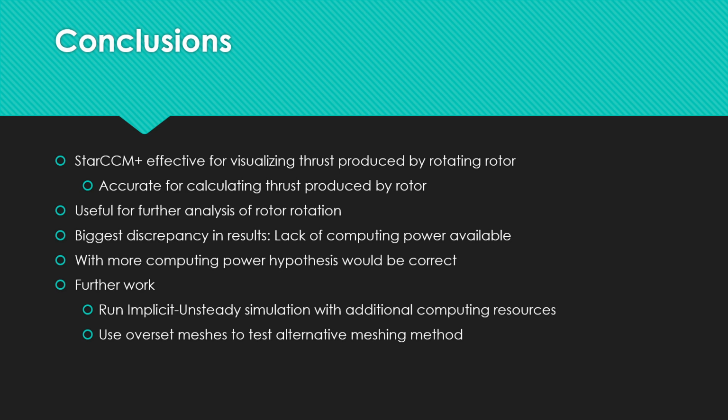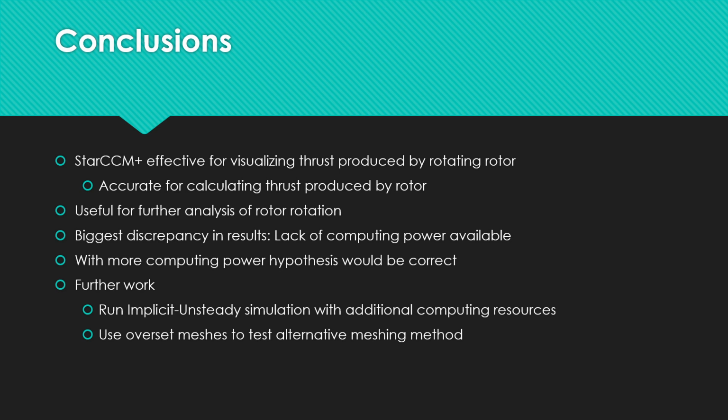With further computational power, such as access to a supercomputer, a higher time step solution would be able to be computed, and error would be further resolved. Due to this aspect and my own computational limitations, I believe with an implicit unsteady simulation having a much higher amount of time steps, a more accurate thrust calculation would be computed. Furthermore, my hypothesis would likely be proven correct.